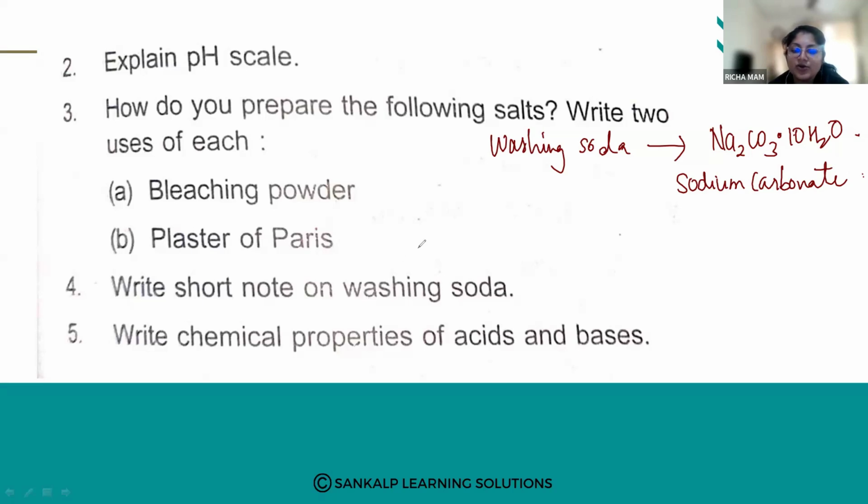Washing soda is used for removing stains. If there are clogs in your wash basins, you can put washing soda and it will clean the clogged drains. It is also used to remove greasy things, to clean outdoor furniture and washing machines. Everywhere you are using this washing soda.